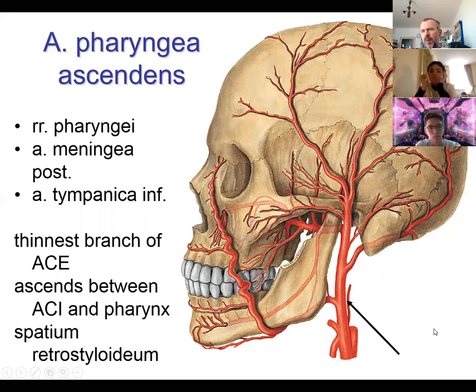Now let's talk about the medial branch, the ascending pharyngeal. You can see that it's quite short here. It's cut, but it ascends as far as the skull base here. It supplies a majority of the pharynx by smaller pharyngeal branches, but when it comes to the skull base, it gets inside and gives the posterior meningeal artery.